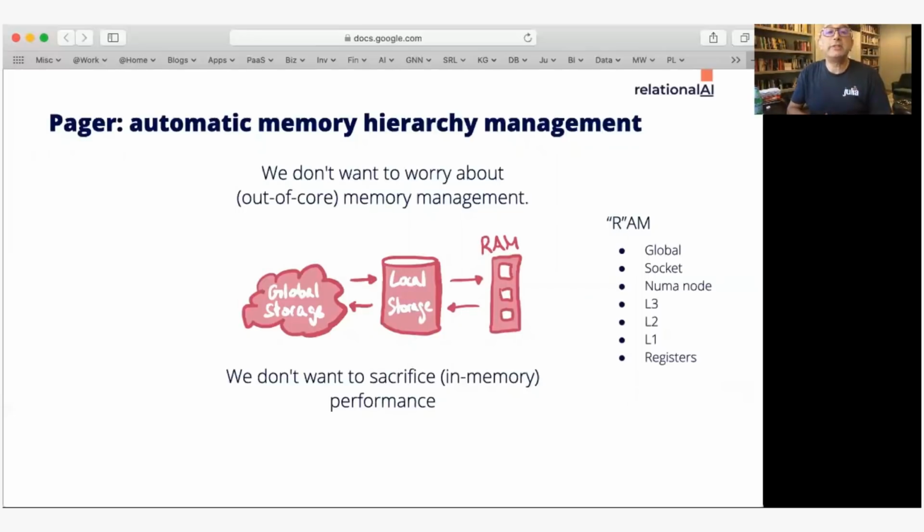Okay, some recent work by Thomas Neumann and his students has led to the development of new pagers that basically give us the best of both worlds. We get the out-of-core memory management, but we don't have to sacrifice in-memory performance when the data fits in memory.